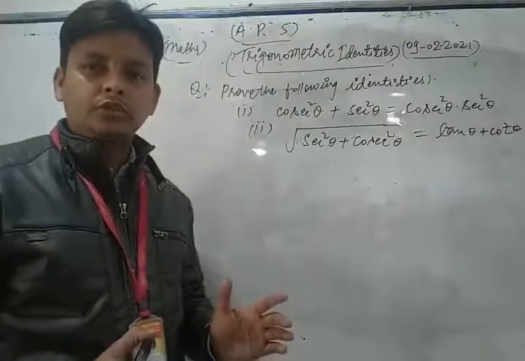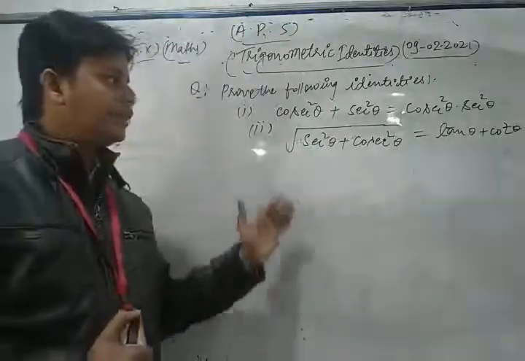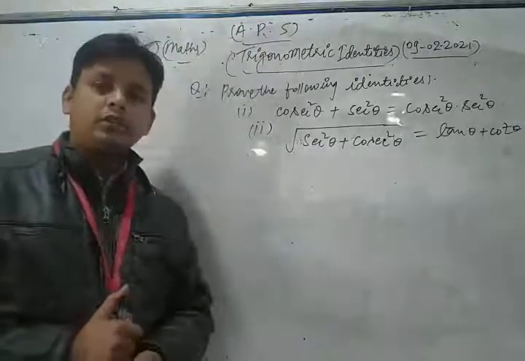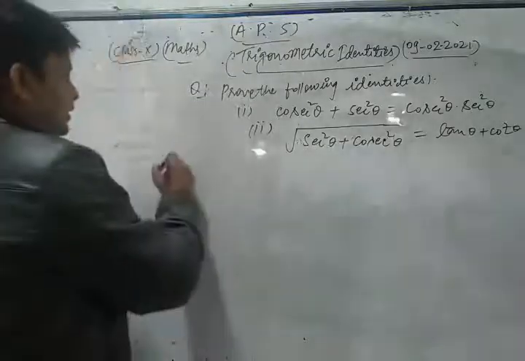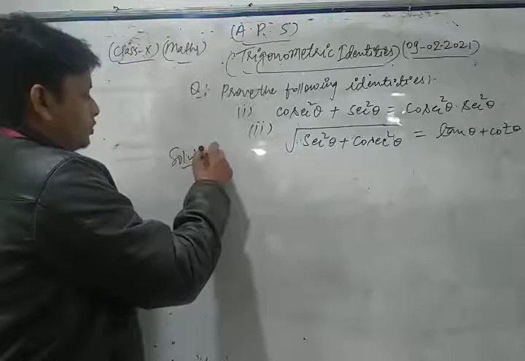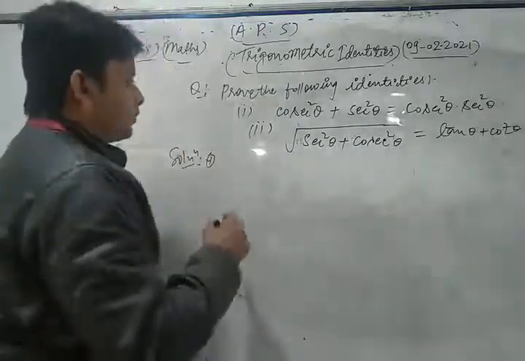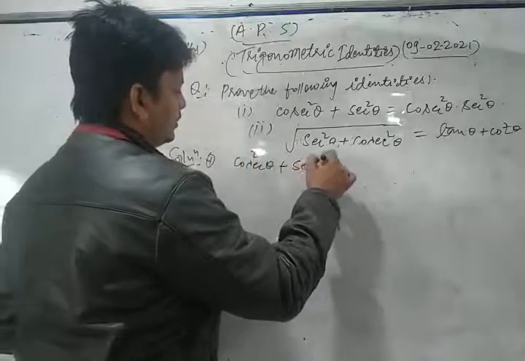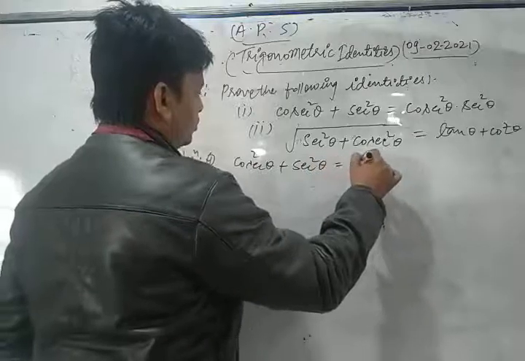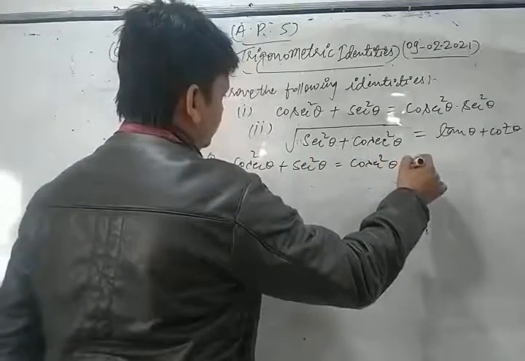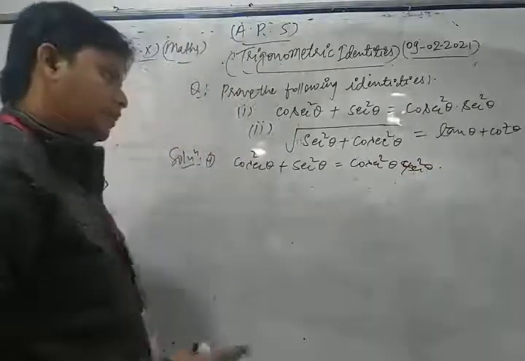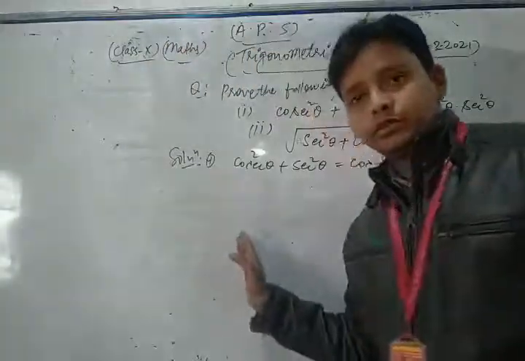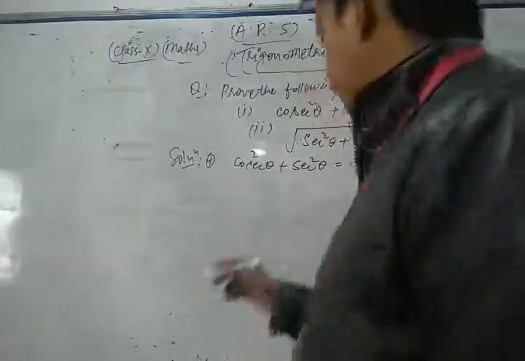Listen, these are very important questions of your syllabus which have come in previous board examinations. Now let's see. Here we prove the following identities. First of all, we take the first part of this question and simplify it. To prove: cosec square theta plus sec square theta is equal to cosec square theta into sec square theta. For proving that identity, first of all we take the left hand side, and after that we apply the formula. So first of all, take LHS.